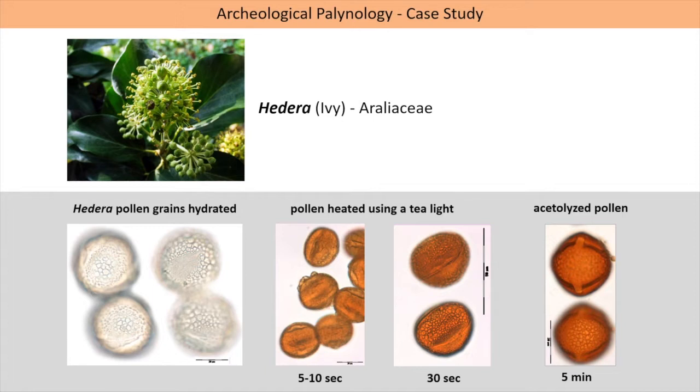So here you can see 30 minutes of heating up, and after 5 minutes of heating, the pollen grain is intensive brown, like our acetylized pollen grains.